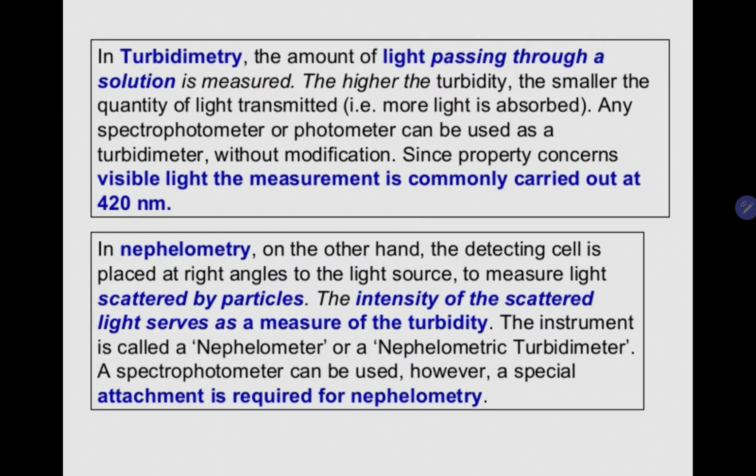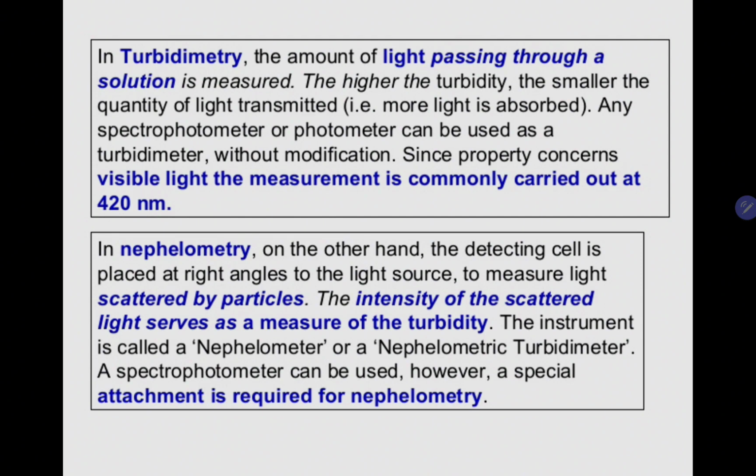In turbidimetry, guys, the amount of light passing through a solution is measured. The higher the turbidity, the smaller the quantity of light, because it is blocked, right? When we say blocking, the more light is being absorbed by the specimen. Any spectrophotometer or photometer can be used as a turbidimeter without modification. Since the property concerns visible light, the measurement is commonly carried out at 420 nanometers.